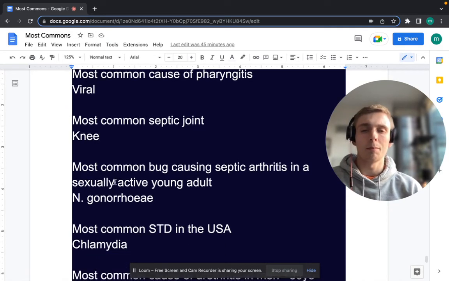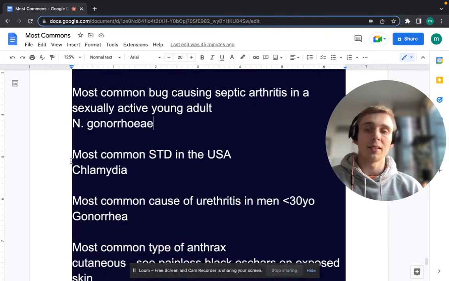How about the most common bug causing septic arthritis in a sexually active young adult? So definitely need to know that gonorrhea, Neisseria gonorrhea, is the most common bug of septic arthritis if you are sexually active.